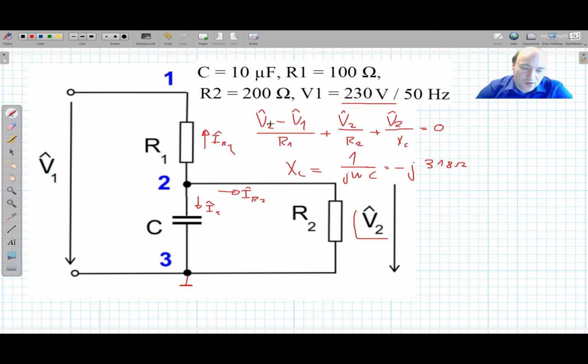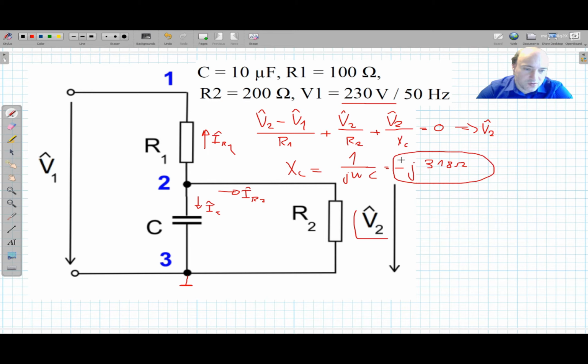So now we have all the values that we need for our equation. We have the voltage of the power supply V1, we have the component values R1, R2 and capacitive reactance, and from this equation we can calculate the value of voltage V2. So it's just about how to manipulate this equation with complex numbers. Be careful about using this.